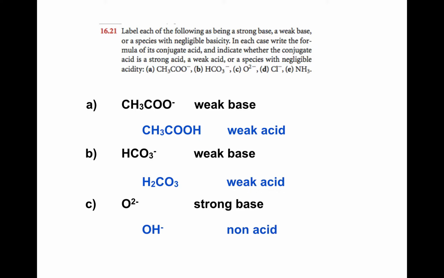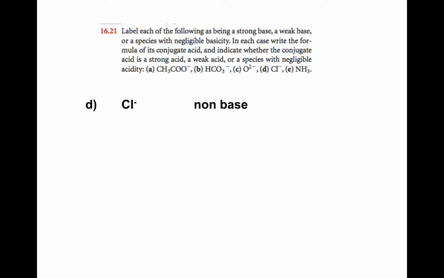D, chloride ion, is the conjugate base of a strong acid. So therefore, it's a non-base. You put chloride ion in the water, it doesn't do anything to the water, because it's the conjugate of a strong acid, so it's a really lousy H taker.